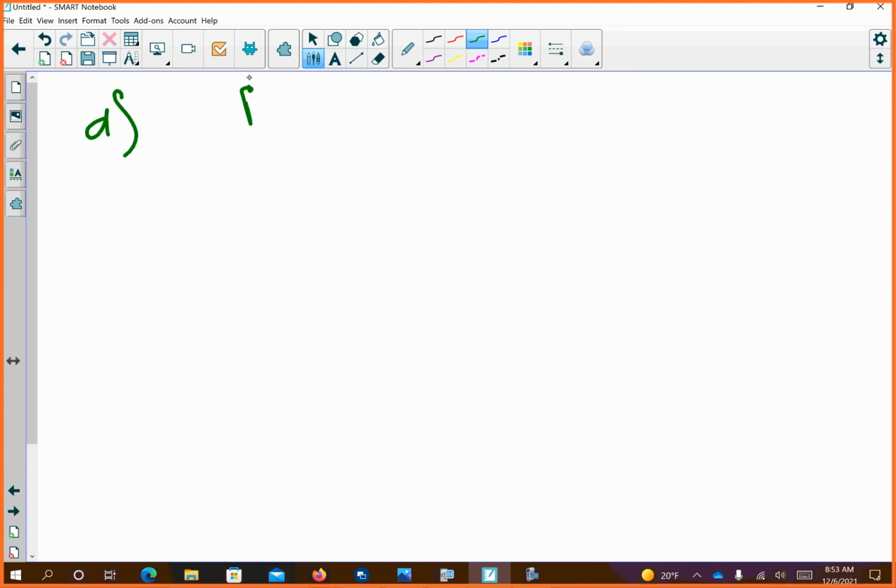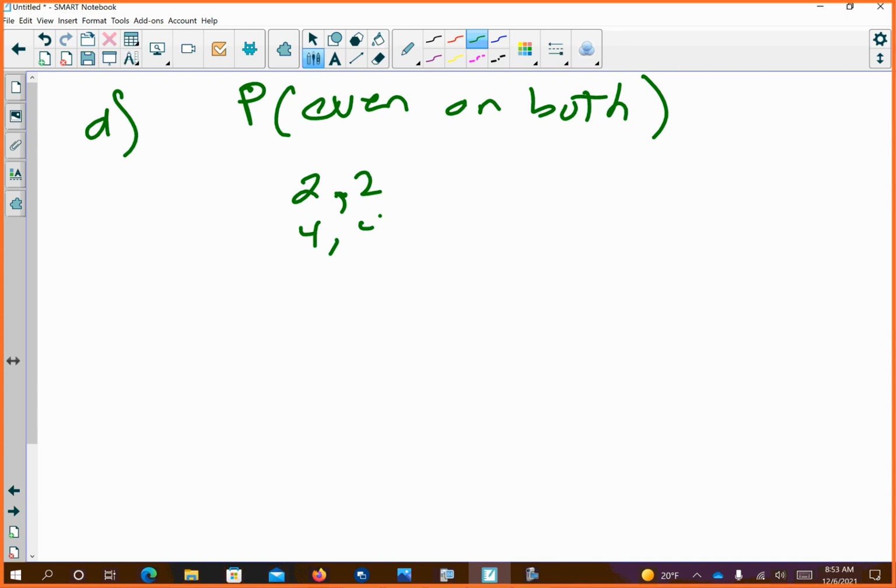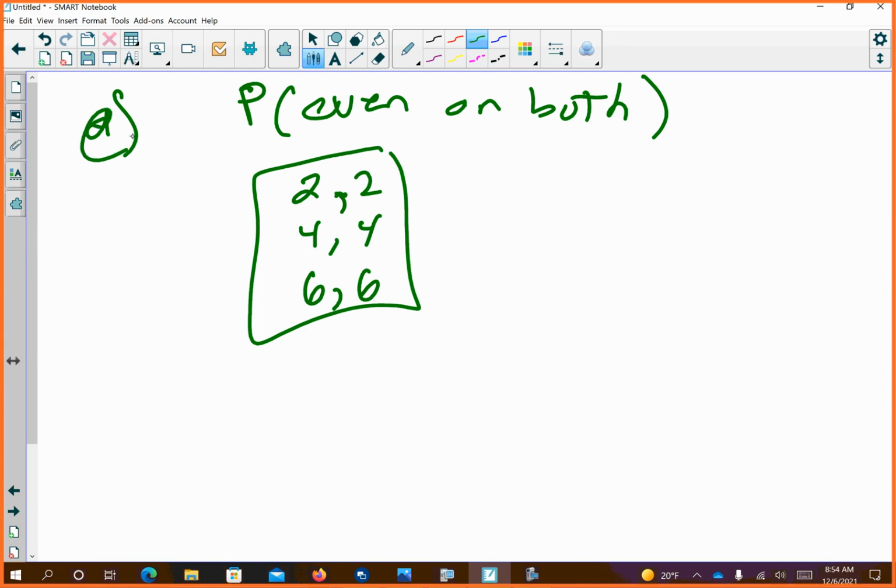Probability of rolling... oh, wait, didn't I just do that? I did that one. Probability of rolling even on both. Okay, so that means you rolled a 2 and a 2, a 4 and a 4, a 6 and a 6. Those are all even numbers. Am I seeing that right? E. Probability of rolling an even number on both dice. So this is 1 outcome, 2 outcome, 3 outcome. So I have a 3 out of 36 because that's my sample space. I have a 1 in 12 probability.